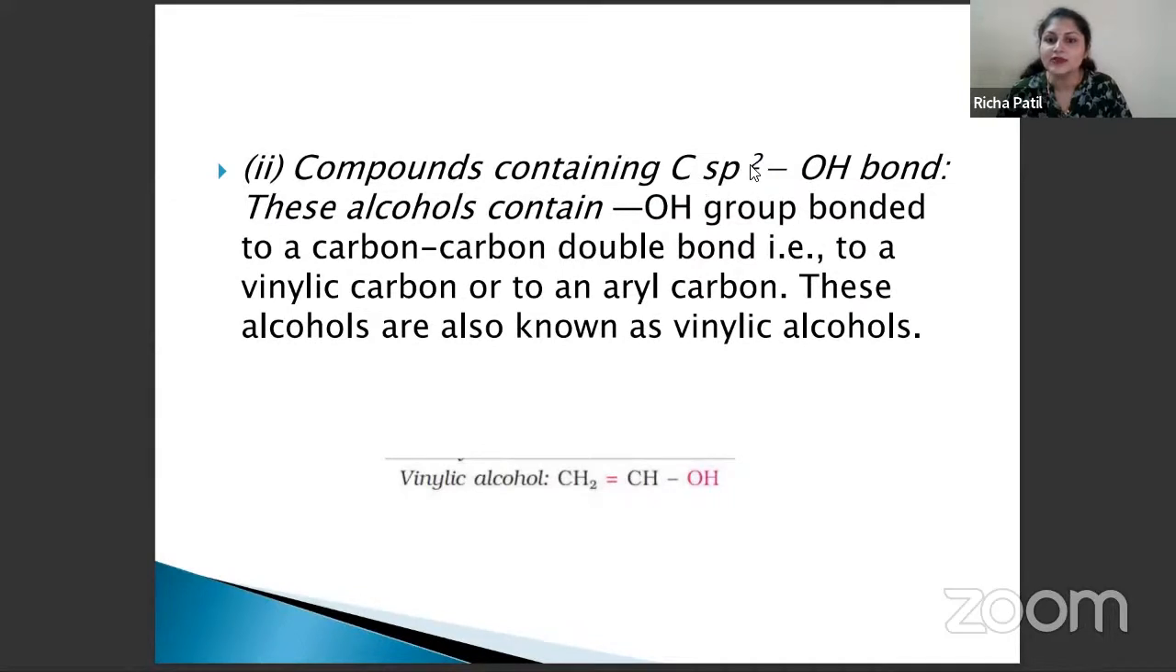Compounds containing sp2 carbon, vinylic alcohols. What do you mean by vinylic alcohols? Here you can see the example. The OH group is attached to a carbon-carbon double bond, directly attached to it. Then it is said to be a vinylic carbon. So this is an example of a vinylic alcohol. The OH group is directly attached to a carbon which is double bonded, so a carbon-carbon double bond is present. Thus it is a vinylic alcohol.